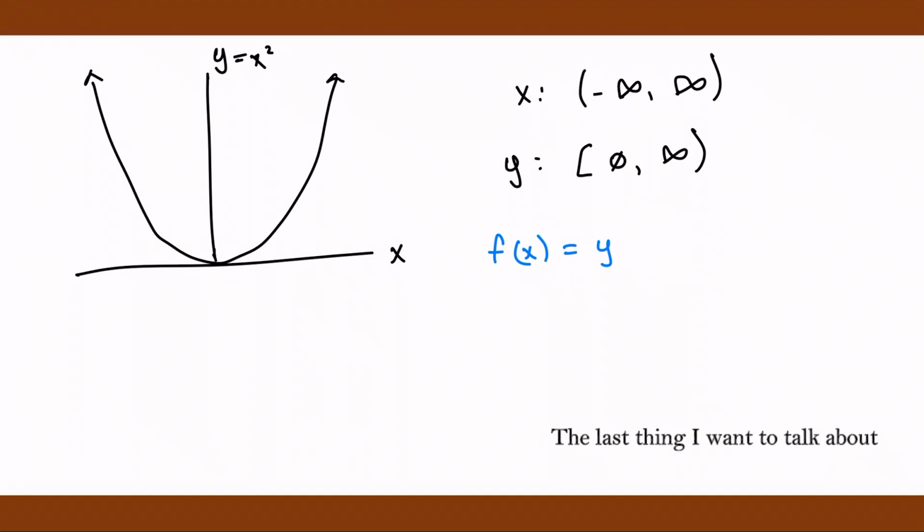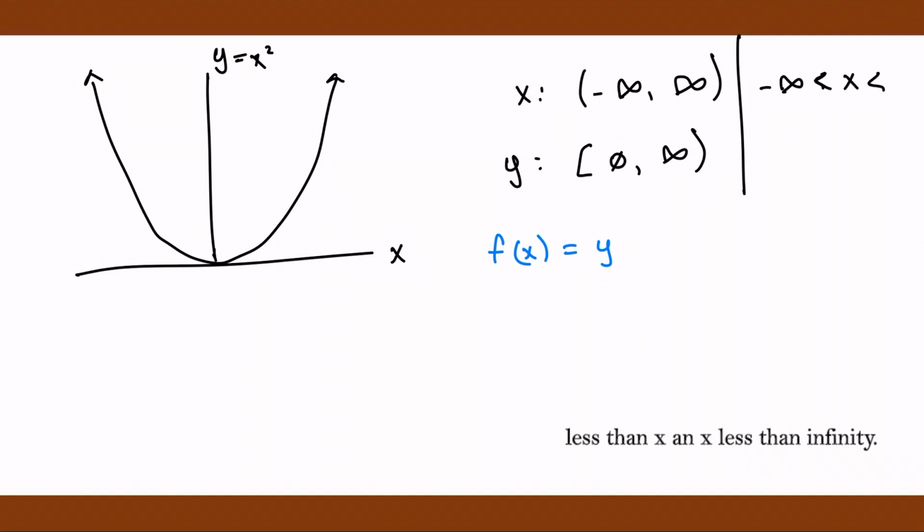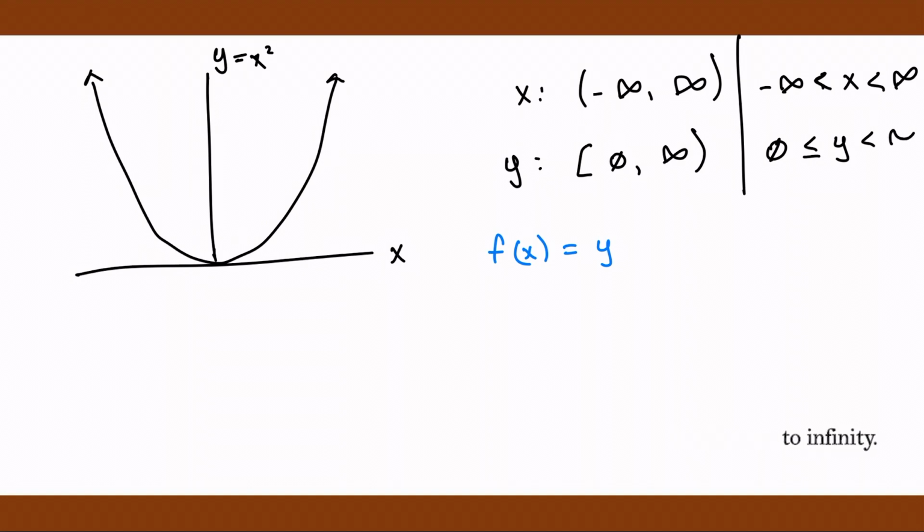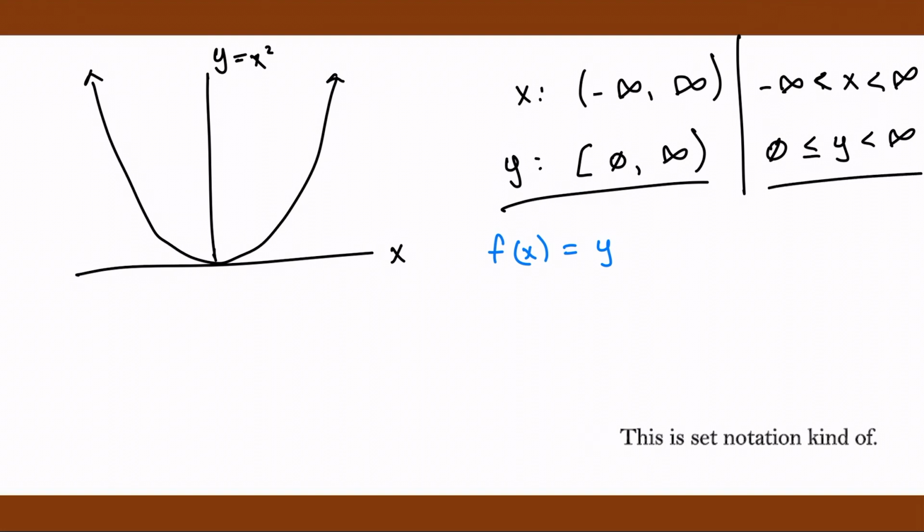The last thing I want to talk about is set notation. You'll sometimes see this same thing written as negative infinity less than x, and x less than infinity. Notice this is not equal to, like it will be here, 0 less than or equal to y to infinity. These things mean the same thing. We usually use this, which is called interval notation. This is set notation, kind of. And that's it for this, the basic stuff.